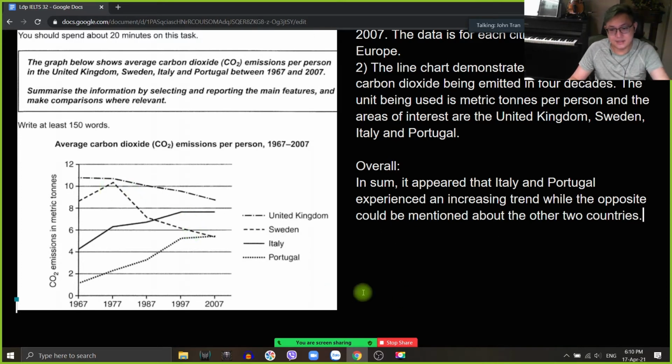So basically, instead of saying their names again, I can just say the other two countries. Thay vì lặp lại tên của mấy đất nước này, thì thầy cứ ghi là hai đất nước còn lại. Thay vì ghi là một xu hướng giảm cho cái còn lại, thì thầy mới ghi là điều ngược lại có thể được nói. But instead of saying like the two other countries experience a decreasing trend, I can say the opposite could be mentioned about the two other countries. Đó, tránh lặp lại cái ý này. Điều ngược lại có thể được nói về hai đất nước còn lại.